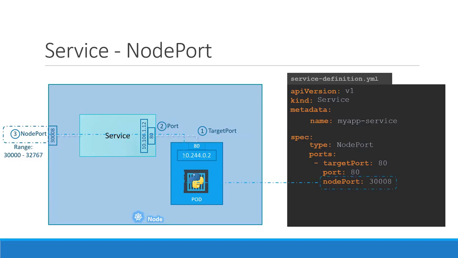Remember that out of these, the only mandatory field is port. If you don't provide a target port, it is assumed to be the same as port, and if you don't provide a node port, a free port in the valid range between 30,000 and 32,767 is automatically allocated. Also note that ports is an array, so note the dash under the ports section that indicates the first element in the array. You can have multiple such port mappings within a single service.